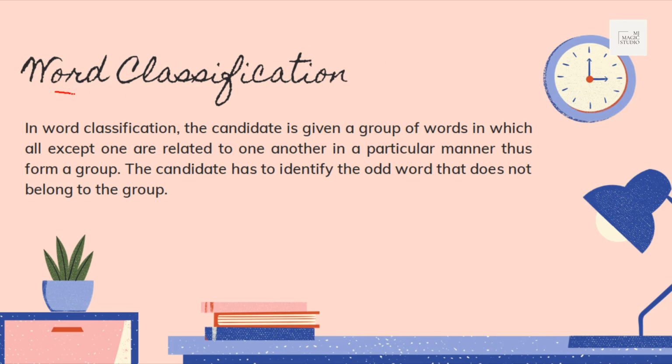So first, what do we mean by word classification? As said, a few words would be given and we need to classify them as per their character. In word classification, the candidate is given a group of words in which all except one are related to one another in a particular manner. Thus, they form a group. The candidate has to identify the odd word that does not belong to the group. The more we practice, the more quickly we would be able to gauge which word doesn't fit in that particular group.